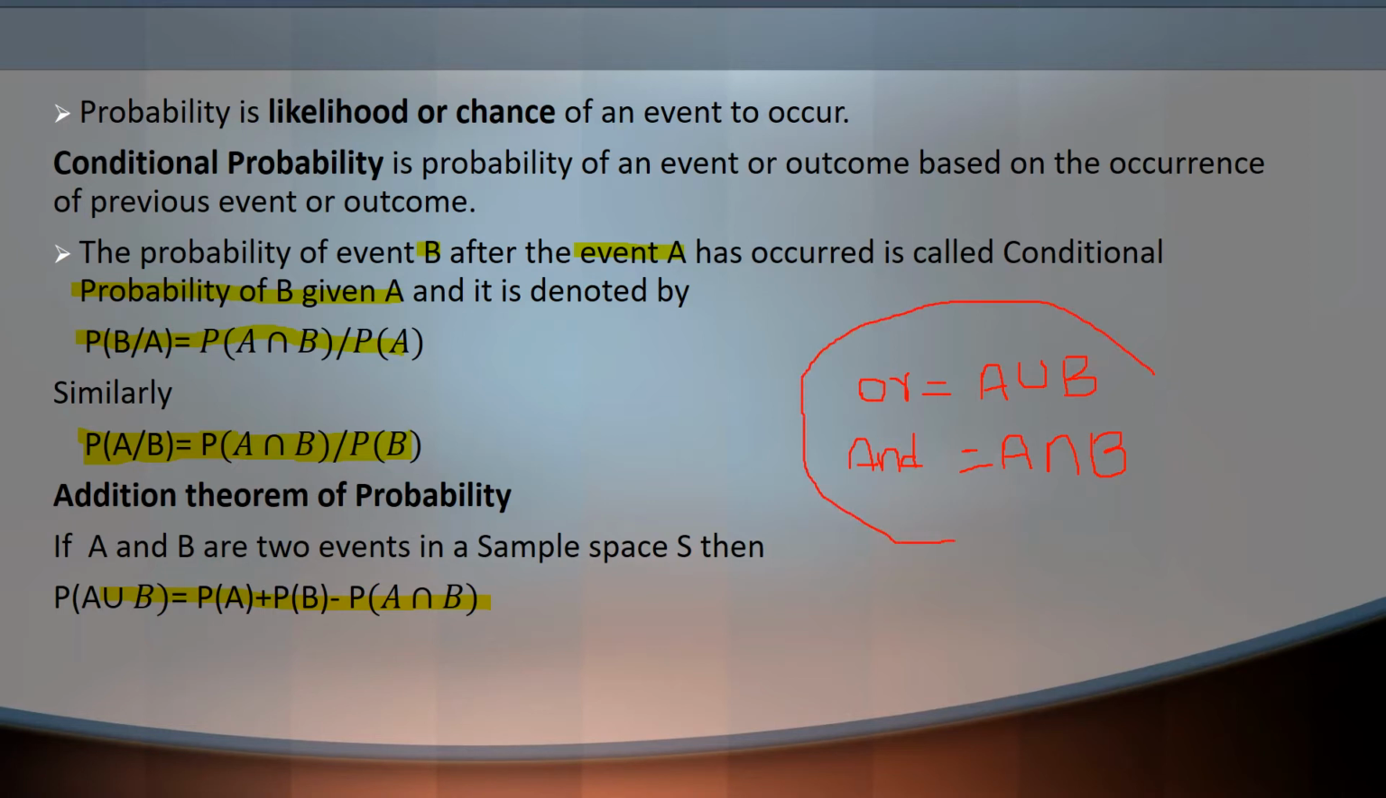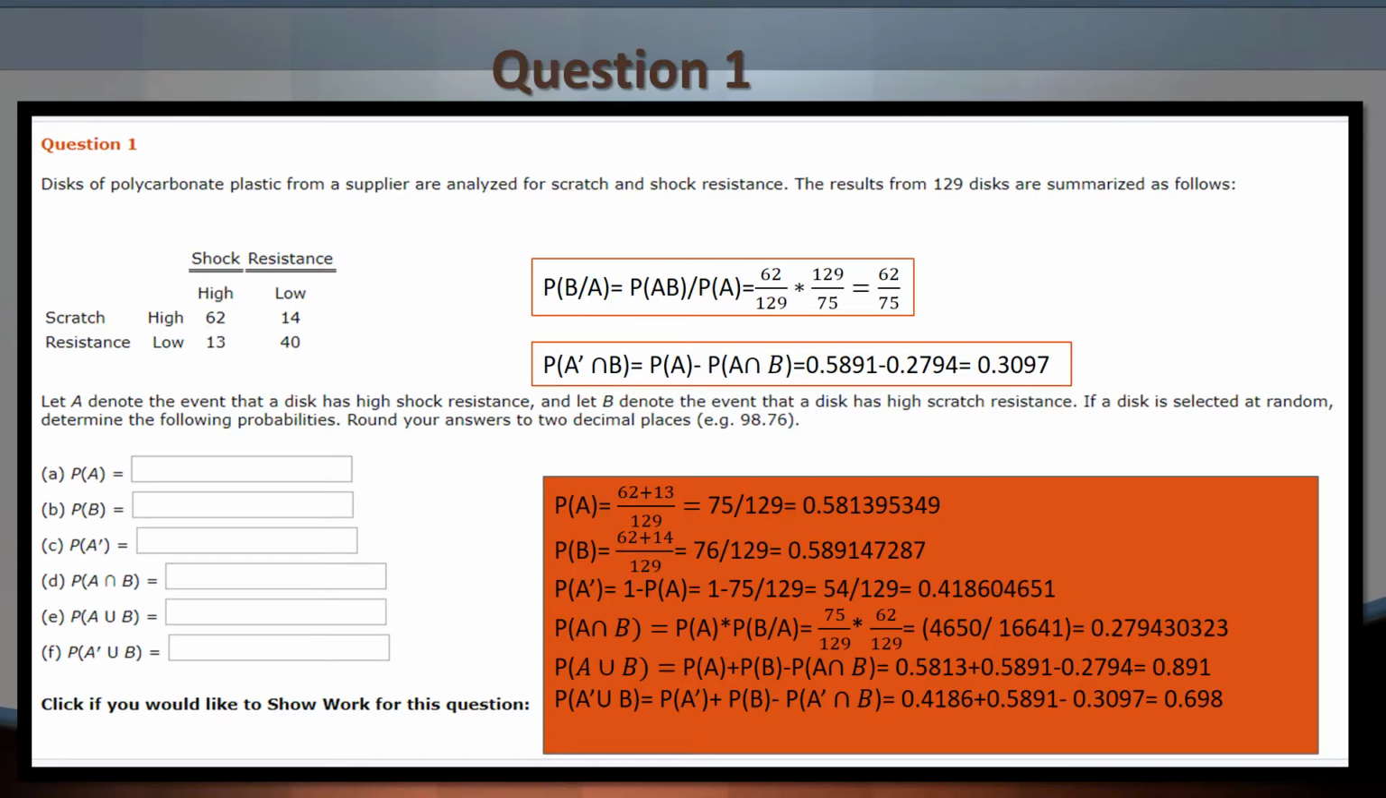Probability is a bit easy, but conditional probability can be a bit tricky. Therefore, remembering this formula will help you always. So question number 1 says: discs of polycarbonate plastic from a supplier are analyzed for scratch and shock resistance. The results from 129 discs are summarized below. Let A denote the event that a disc has high shock resistance, and B denote the event that a disc has high scratch resistance. If a disc is selected at random, determine the following probabilities.